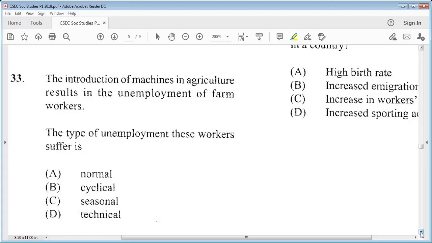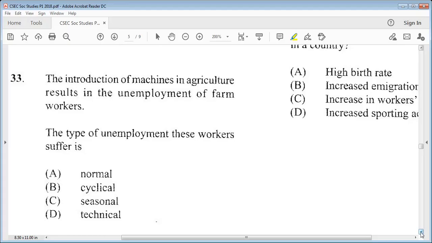What about cyclical? Well, this has to do with, for example, changes in trading patterns, which may result in a drop in prices for certain products in the world market. Now, local industries that normally export would then need to cut back their production in order to save costs, and as a result they lay off workers.